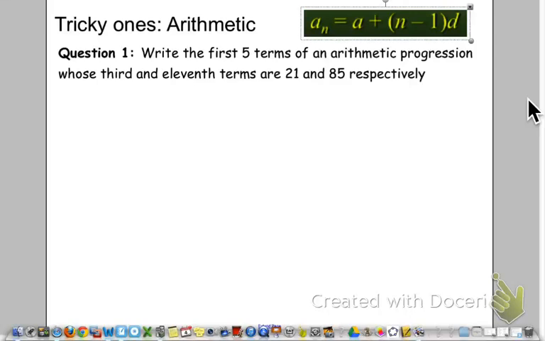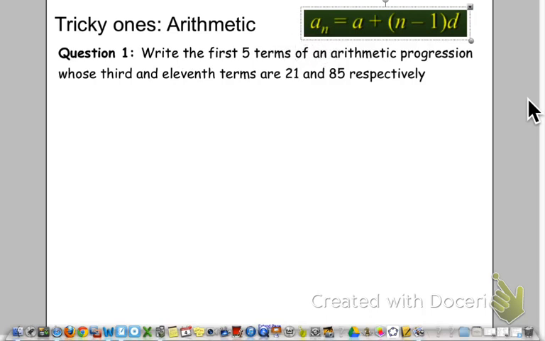Alright, so let's use the same concepts and formulas that we learned previously and apply them to some trickier problems. This tells us that it is an arithmetic sequence, progression, whatever, and it says that the third term is 21 and the 11th term is 85. So third and 11th respectively are 21 and 85.